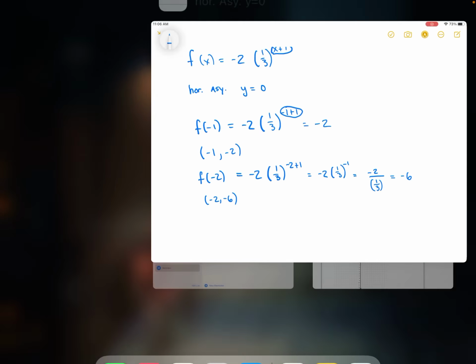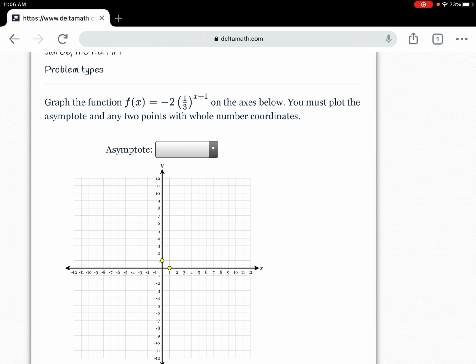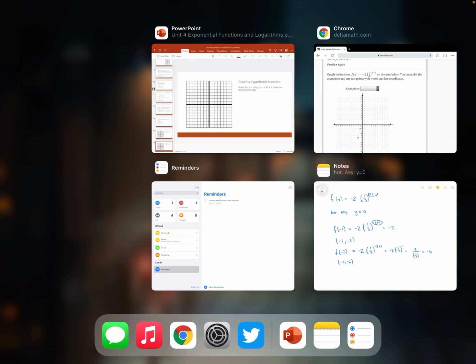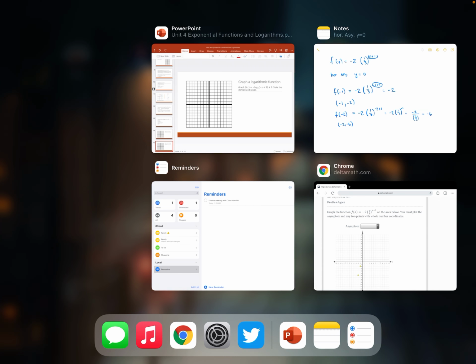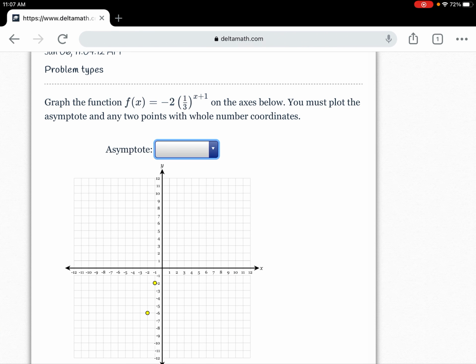So we get (-1, -2) and (-2, -6). Nope, wrong thing. I would probably recommend doing this on a computer so you don't have these issues. I don't know why it keeps going away. It's like it's registering two touches. So, okay, I'll get it this time.